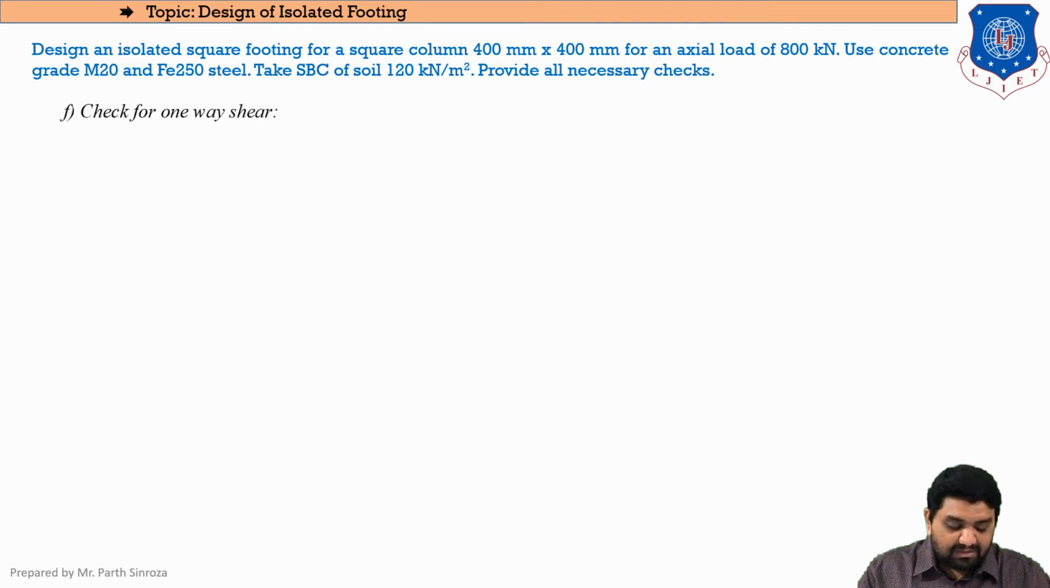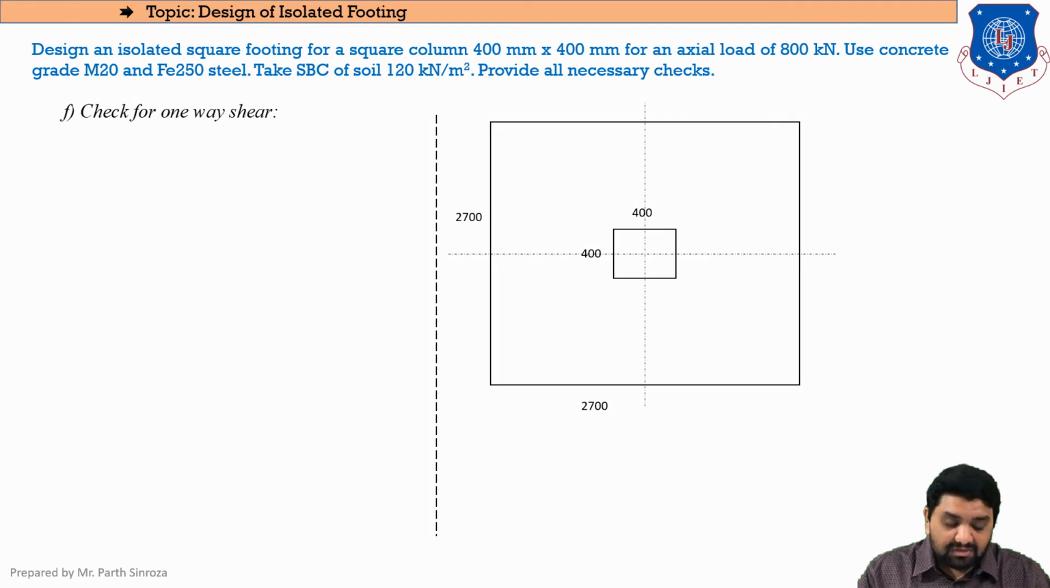And the first check will be check for one-way shear. Now these checks are to be completed or are to be done only if it is asked in the question. Keep in mind here. So for check for one-way shear, the first thing we'll be looking upon is the section. So this was the plan view that we'll be dealing upon. Now you need to remember that we'll be doing checks for two major cases.